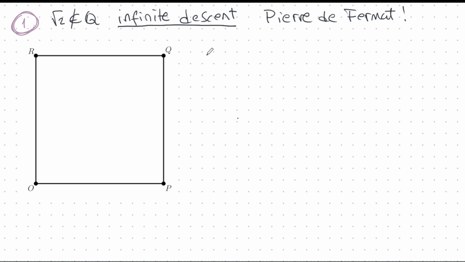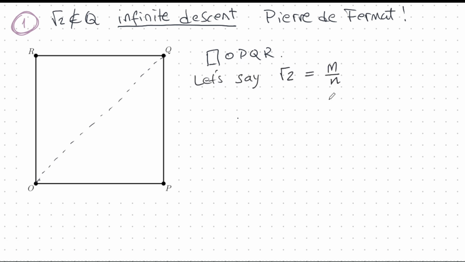Here we have a square OPQR, like so. And let's draw a diagonal line from O to Q. Okay, so let's pretend, like usual, we'll do contradiction. Let's say square root 2 is a rational number, m over n. Okay, so m and n are natural numbers.